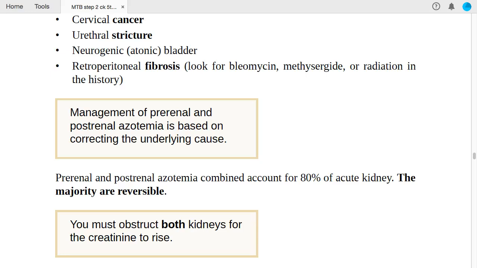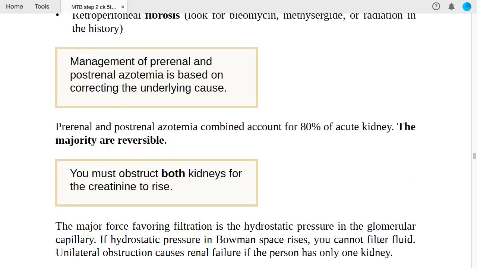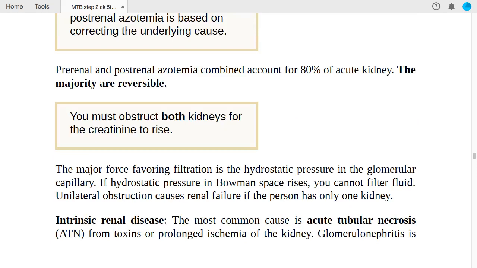And the majority are reversible, because the ischemia is always reversible. It should not go into infarction, because when it leads to infarction, it will be irreversible injury. But ischemia is always reversible. You must obstruct both kidneys for the creatinine to rise. Definitely, if there is obstruction, you are going to see an increase in the level of creatinine.